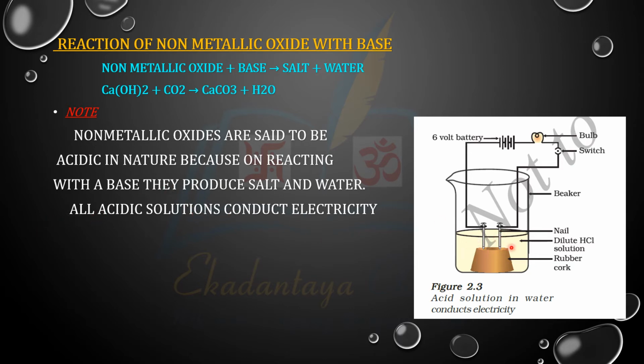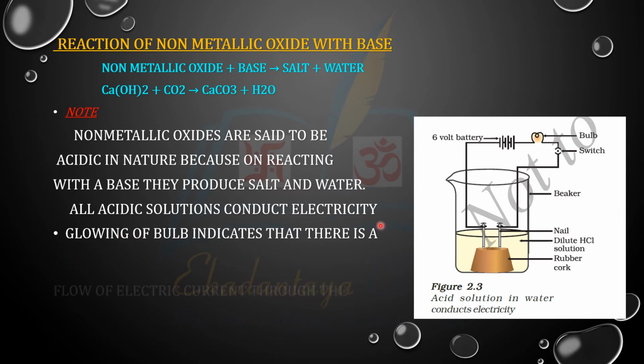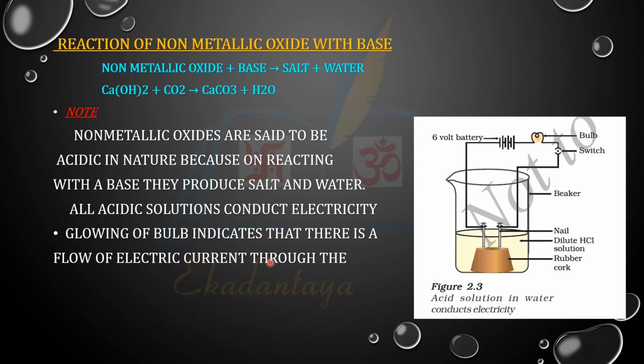The current will pass from the positive terminal of the battery through the bulb and the switch, through the nail, through this solution of dilute HCl, to the other nail, and to the other end of the battery. All acidic solutions conduct electricity. The glowing of the bulb indicates that there is a flow of electric current through the solution. Just now I explained.